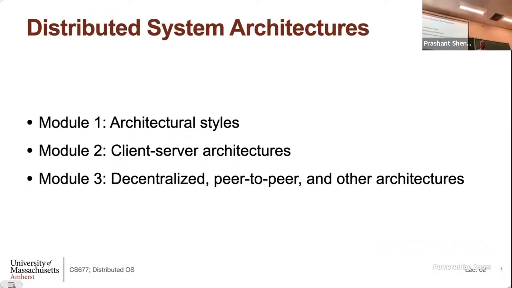Okay? In any case, what I was saying was last time I did a quick introduction to distributed systems. And then today we are going to start with distributed systems architectures. Okay, we will have 3 parts to the class. Part 1 will be architecture styles. Okay, we'll do client server architectures, which is part 2, and part 3 is we'll look at decentralized and peer-to-peer architecture.